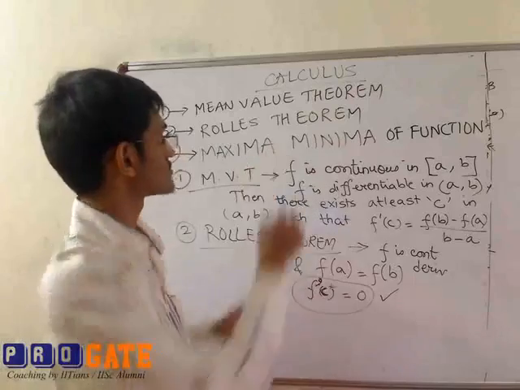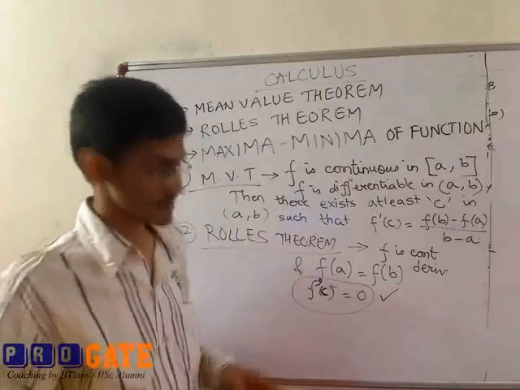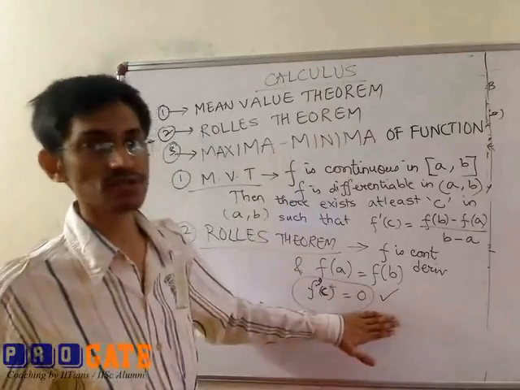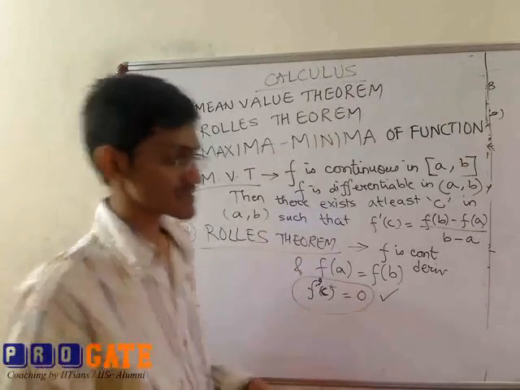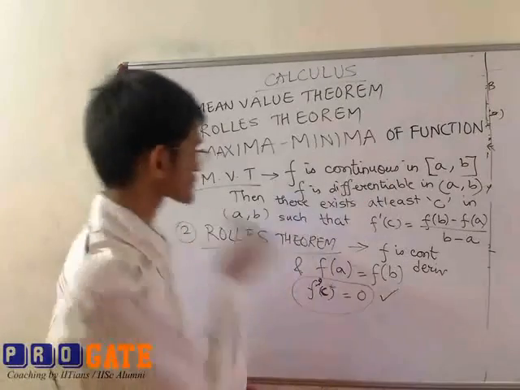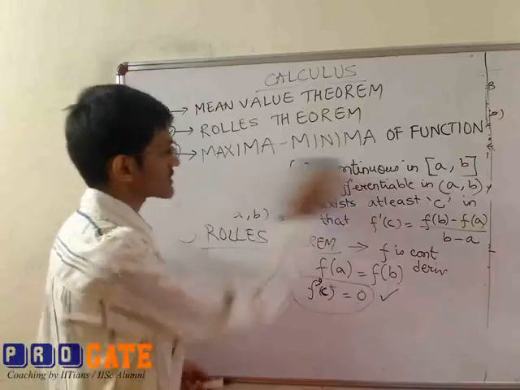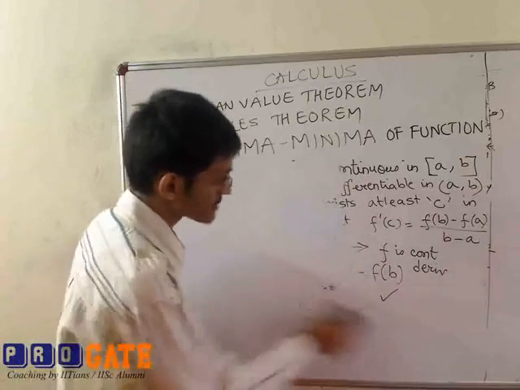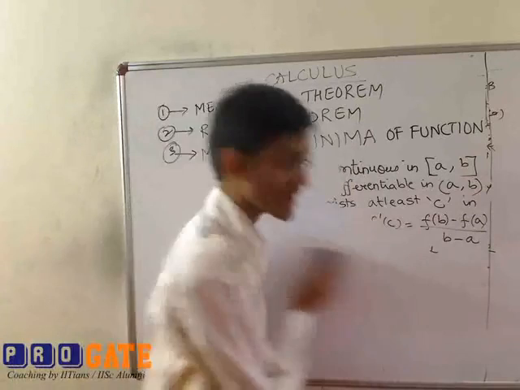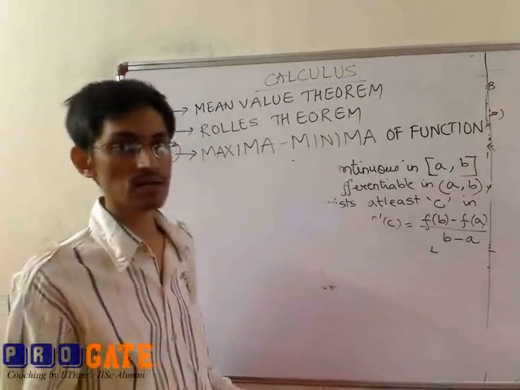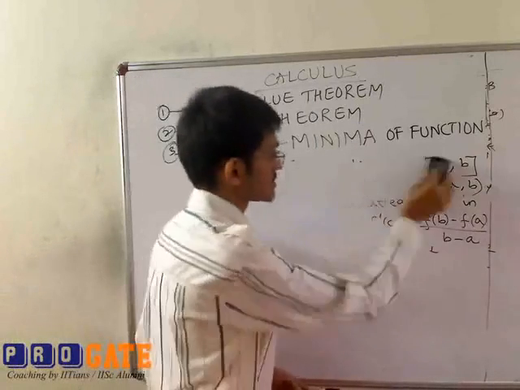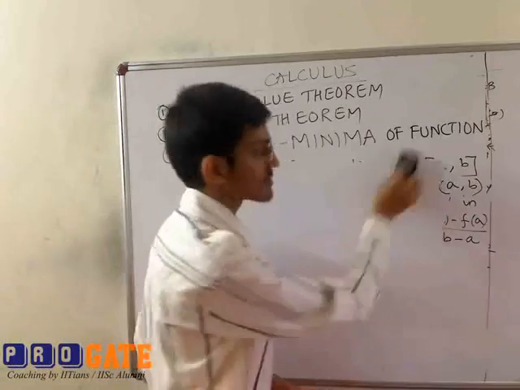So the next smaller topic, maxima and minima of a function, somewhat related to f dash of c being equal to 0. For any given function f, you can find the maxima and minima of that function. It can be a local maxima, local minima, or absolute maximum or absolute minimum.